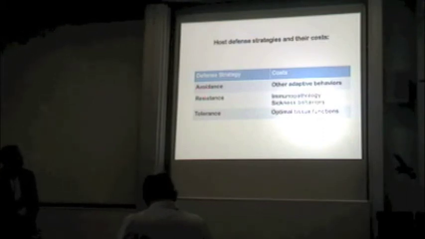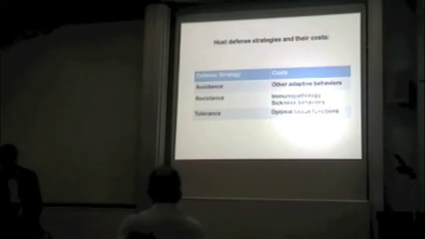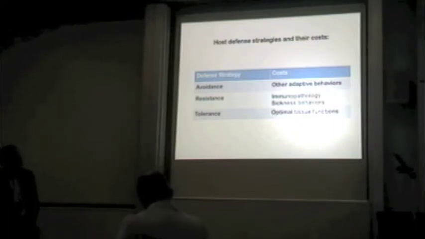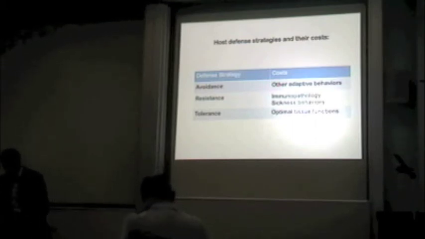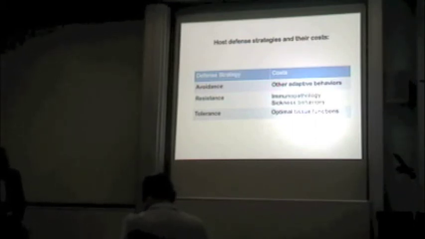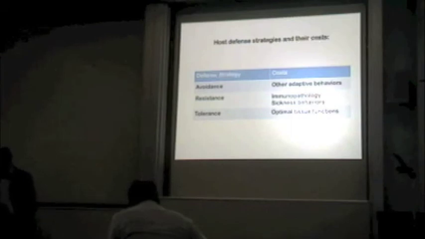In the case of resistance, that's where it's most understood. It's immunopathology as well as sickness behaviors that work at the expense of other, more useful behaviors. And in the case of avoidance, it also occurs at the expense of other adaptive behaviors like feeding, breeding, and so on. And in the case of tolerance, the main cost presumably is that it occurs at the expense of optimal tissue functions.